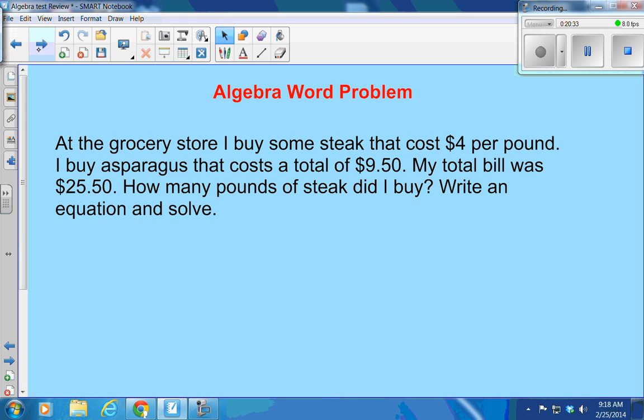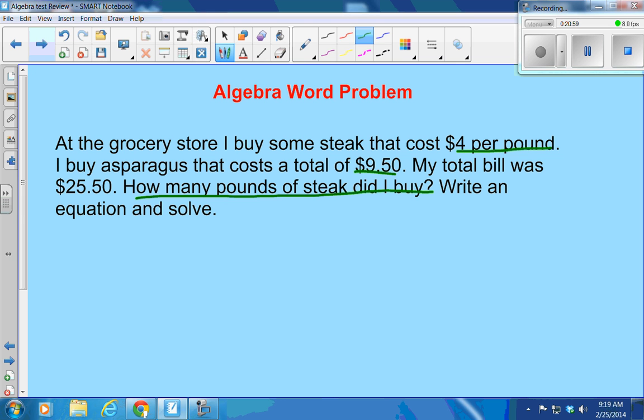Last part of the review, word problems. So if you get a word problem that may look like this, at the grocery store, my favorite meal is steak and asparagus. So I buy steak that costs $4 per pound. Your key term there is per pound. And then I buy asparagus that costs a total of $9.50. My total bill is $25.50. The question is, how many steaks did I buy? We have to write an equation and solve. Think you can do it? Pause it up.